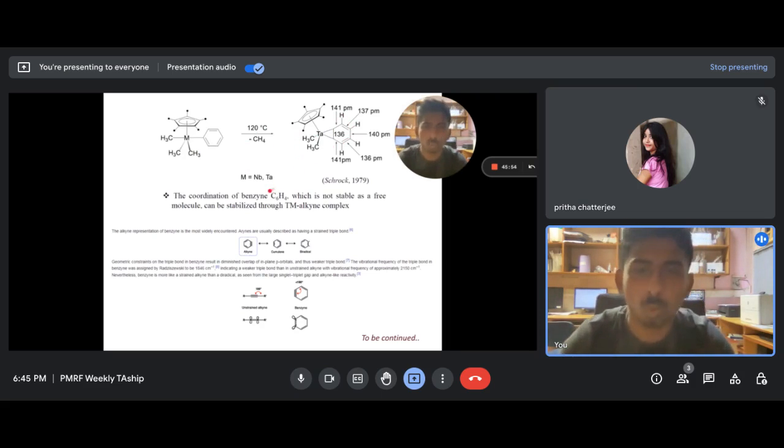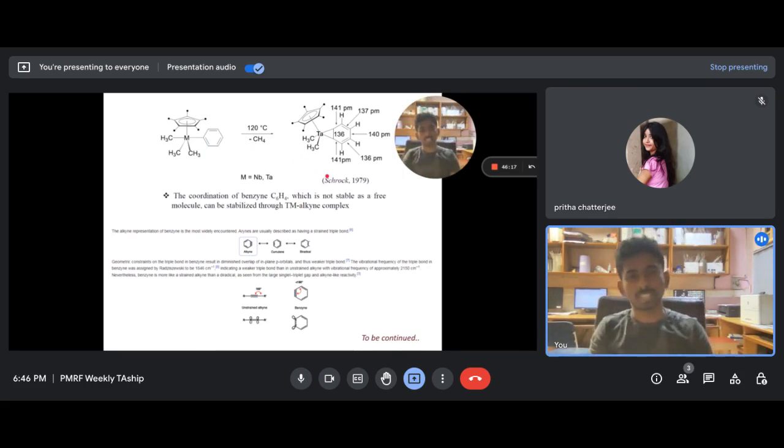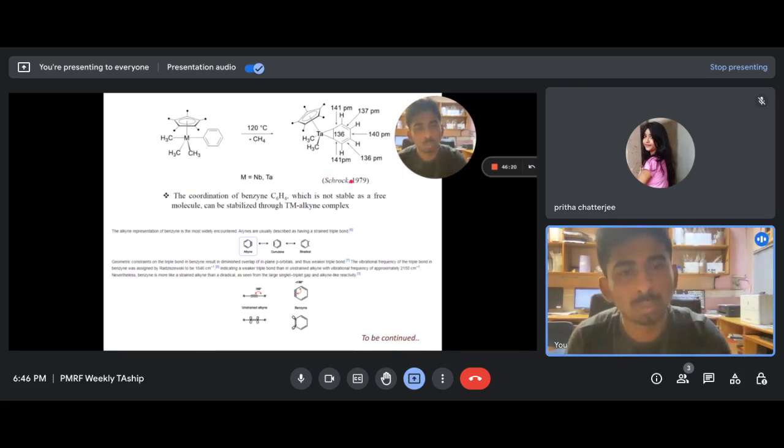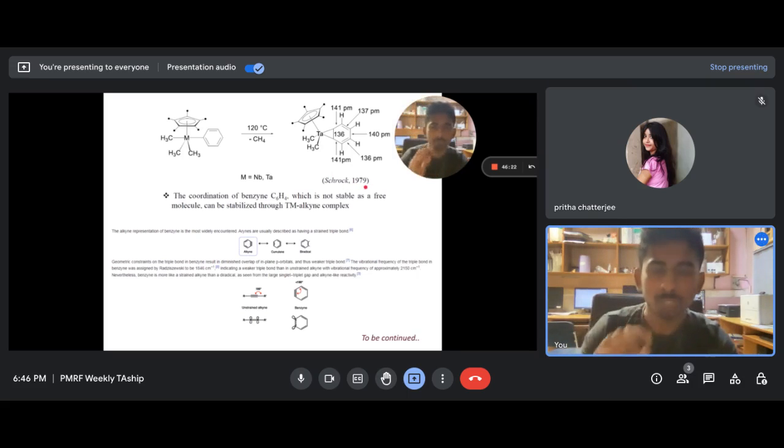So the coordination of benzyne, that is C6H4, which is not stable as a free molecule, can be stabilized through this transition metal alkyne complex. You see the other ancillary systems are stabilized here. There is a Cp, there is Ta, and two CH3 groups are here. The CH3 that is nearest to the metal center will drag up this proton and it will be eliminated as methane. This specific classic example was taken up by the very well-known scientist Schrock in 1979.